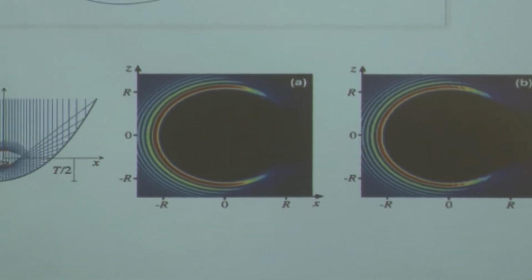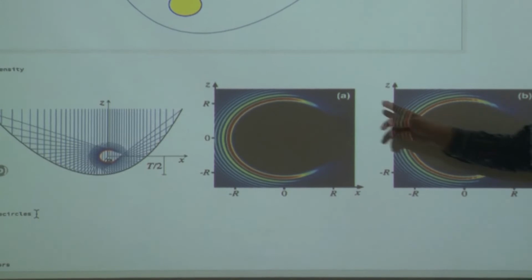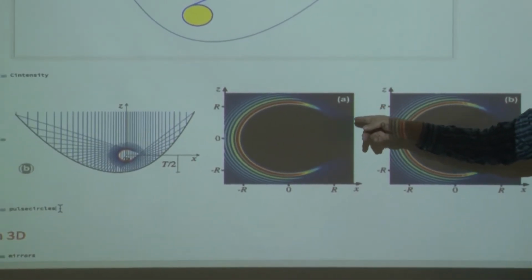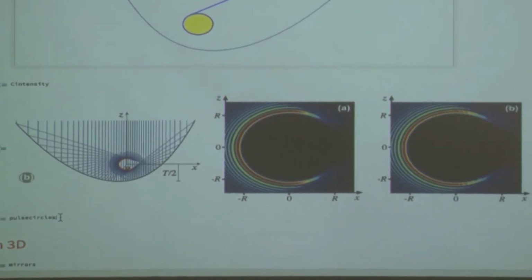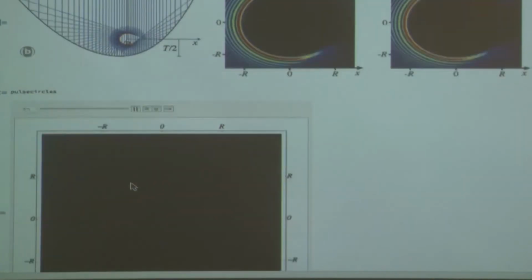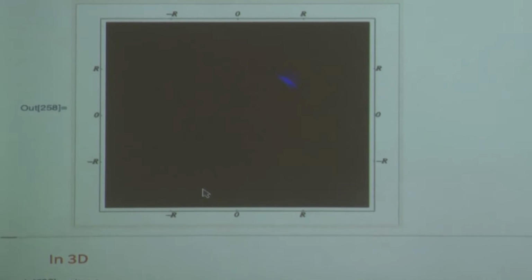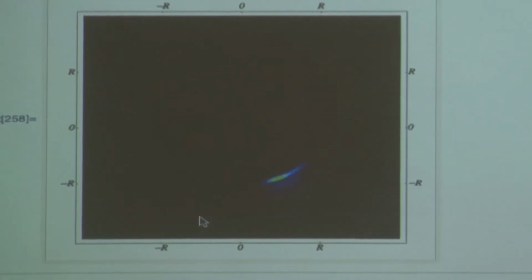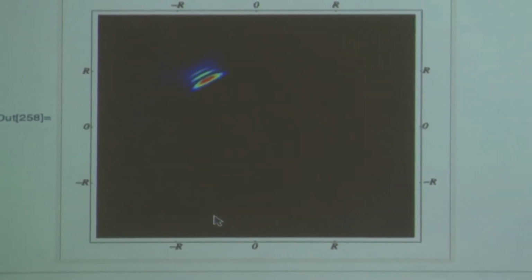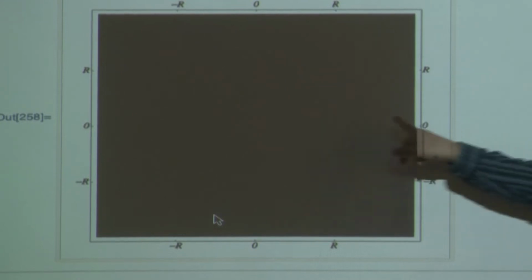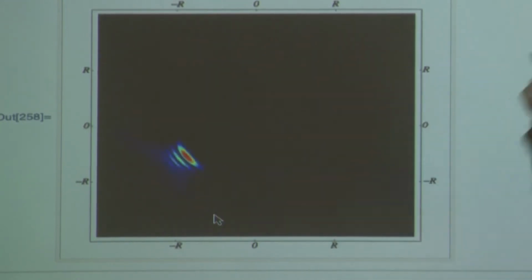But before 3D, just for fun, what happens if you send an ultra short pulse to this mirror? You get a solution that looks like this. A little pulse that seems to be running around in circles. And if you time your pulse train right, it would look like it's going around and around and around.